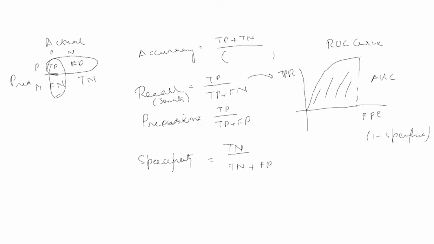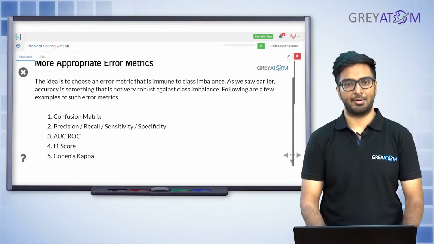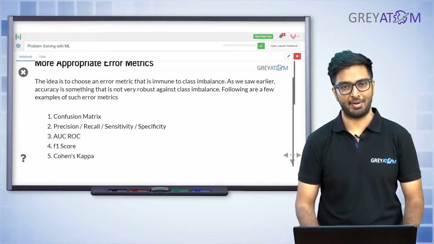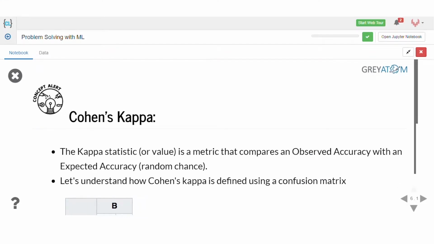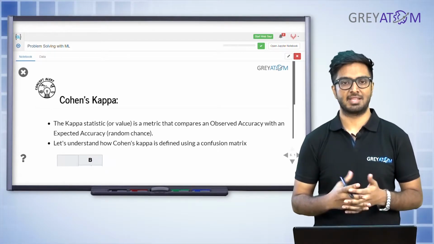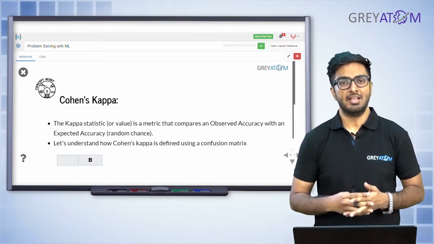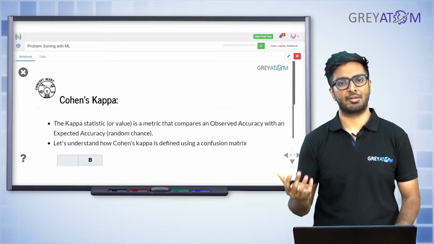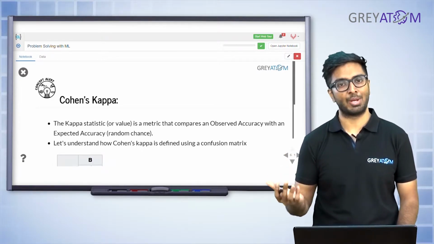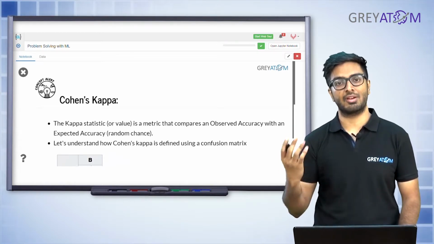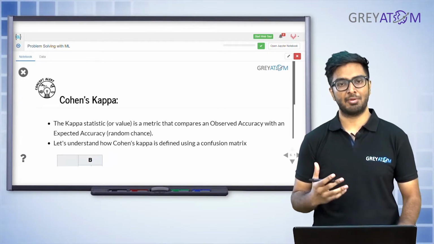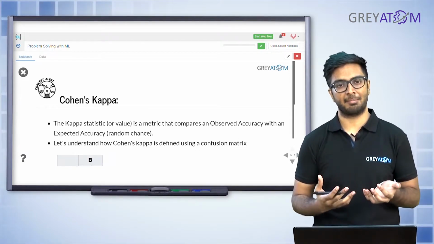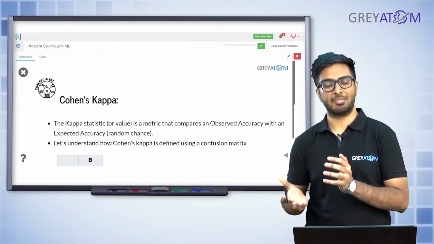So now that you have recapped that, let's go ahead and understand what is Cohen's Kappa, right? Cohen's Kappa is basically a measurement of how well your model is performing. It looks at the observed accuracy as compared to the expected accuracy, right? We know that observed accuracy as such is not a good measure of evaluating your model, especially if you have a class imbalance problem. So we don't want to use observed accuracy as it is, but we want to see how it compares to the expected accuracy.